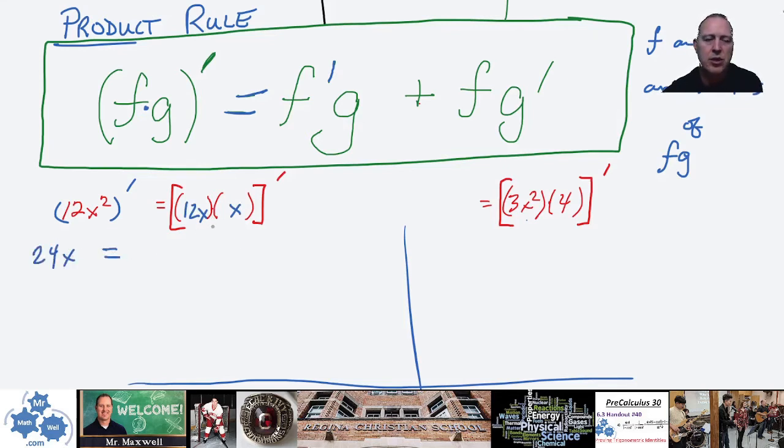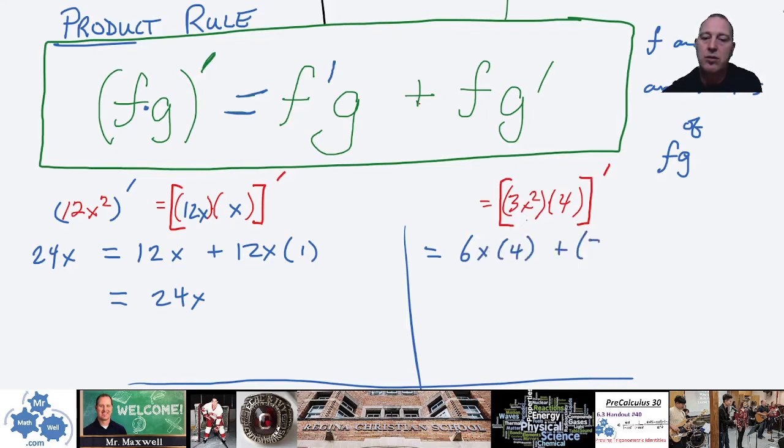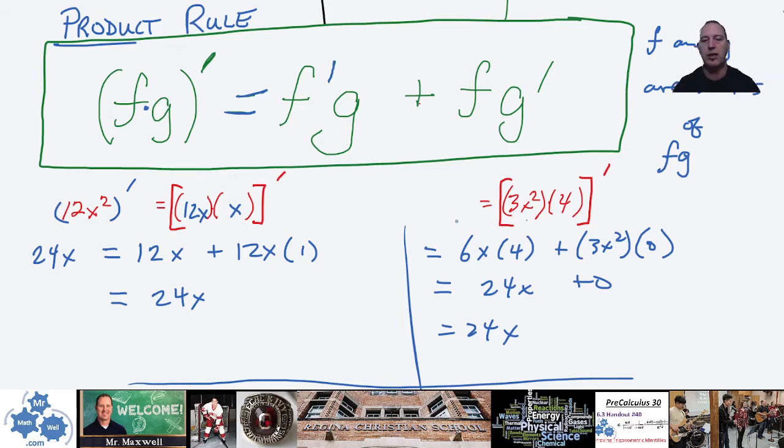That's the derivative. So the product rule says the derivative of the first times the second plus the first times the derivative of the second. There you go. 12x plus 12x is 24x. And one more time over here, let's do this. The derivative of the first is 6x times the second plus the first, 3x squared, times the derivative of the second. Now the derivative of a constant is 0. So this is 24x plus 0. So the product rule is beautiful. It works.